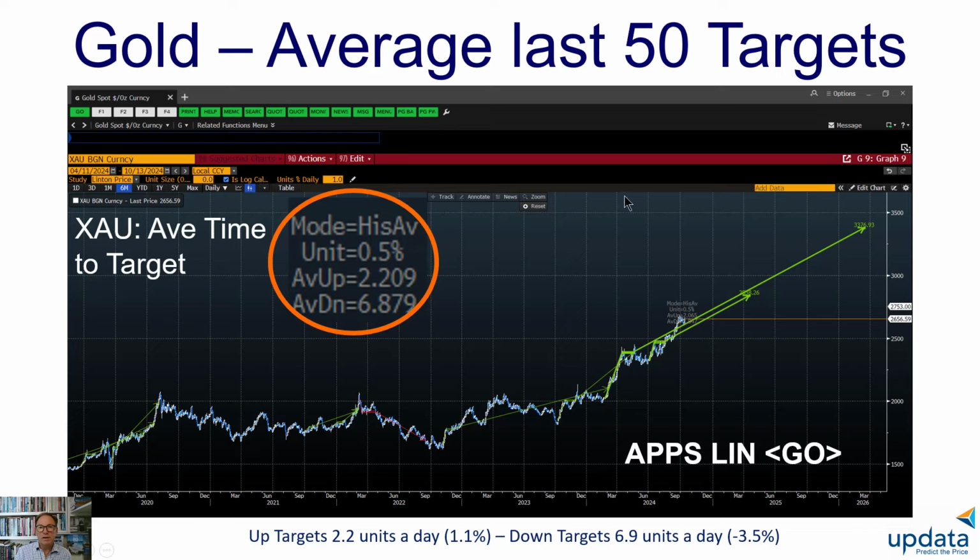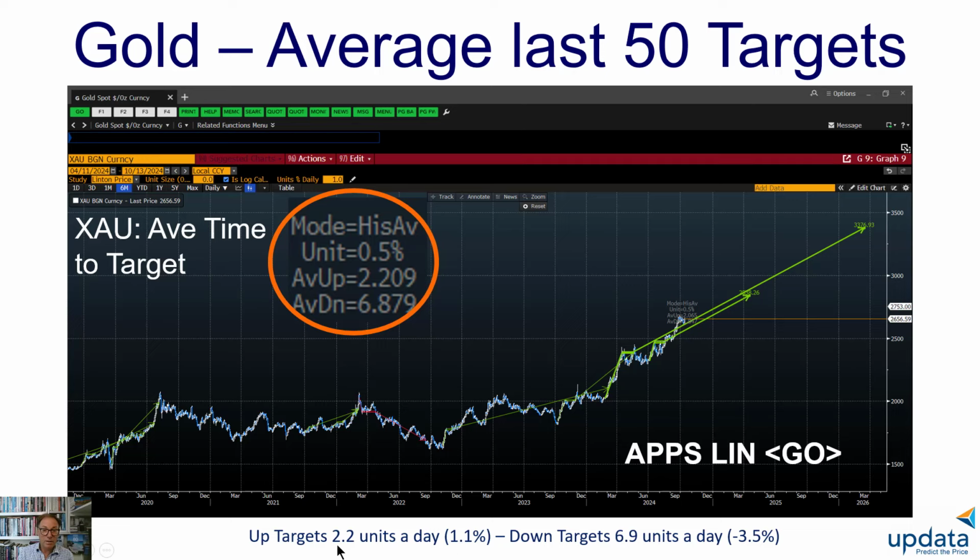Gold, average of the last 50 targets. That's just showing you here 2.2 times up and 6.6 times down. This is a daily chart. This was a 0.5% unit. So 0.5% of the price takes 2.2 days on the upside and 6.8 days on the downside. So it takes longer in this instance for the downside targets to happen.